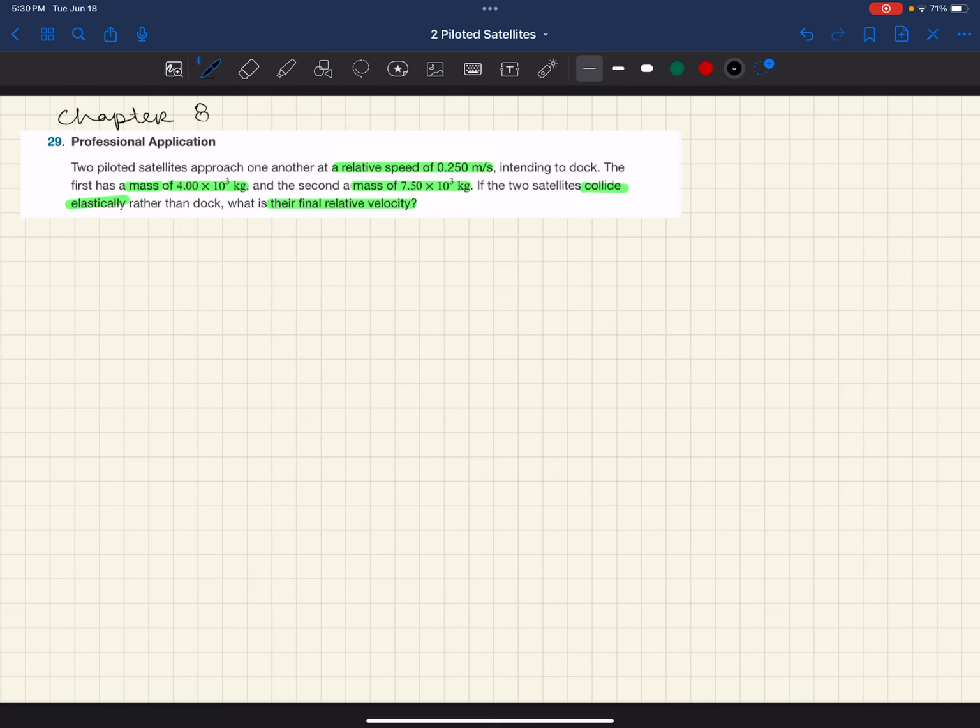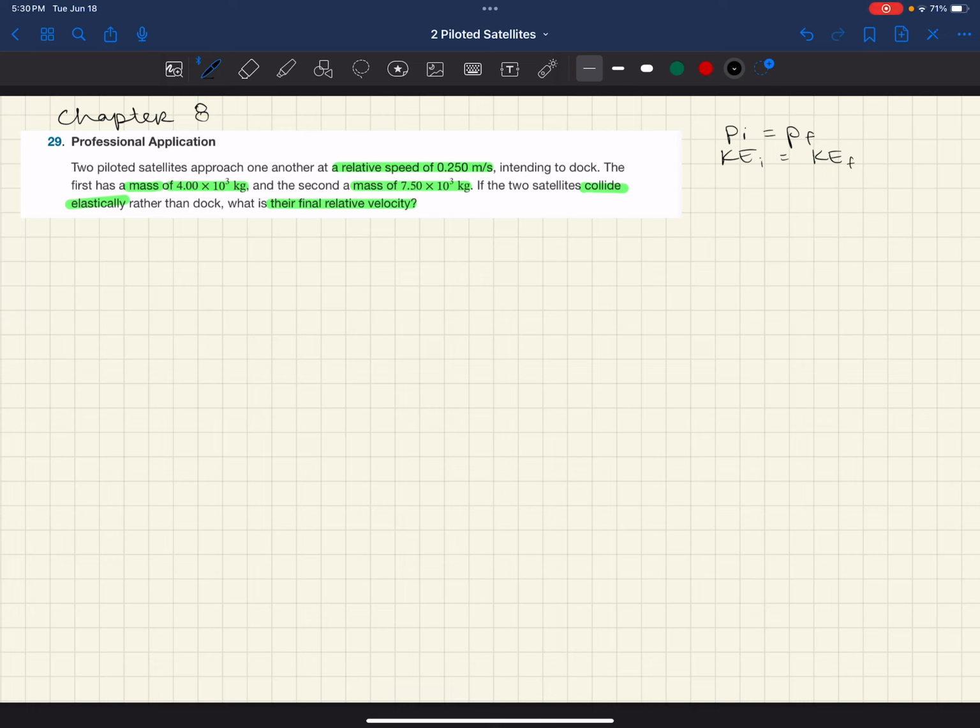The most important piece of information we've been given is that these satellites are colliding elastically, which means we know two things. Number one, momentum is conserved. So the momentum at the beginning equals the momentum at the end. And number two, the kinetic energy is also conserved. So kinetic energy at the beginning is the same as kinetic energy at the end.